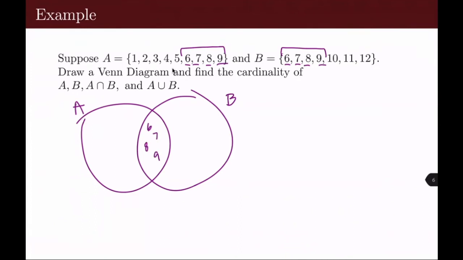Now remember, what's in this region over here is everything in A, but not in B. So that's going to be 1, 2, 3, 4, 5. This area over here is everything in B, but not in A. So that's going to be 10, 11, 12.